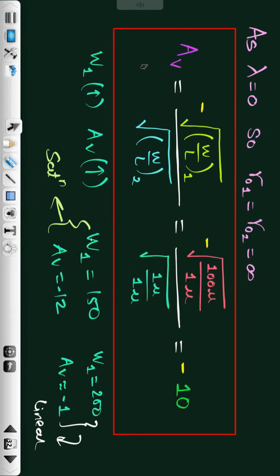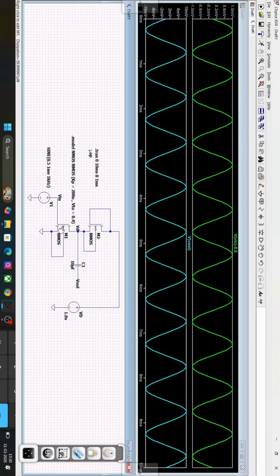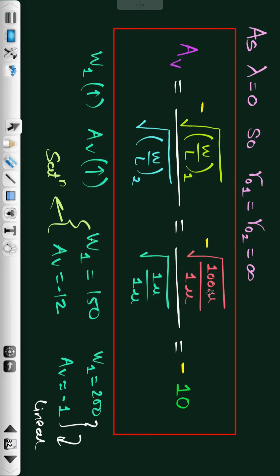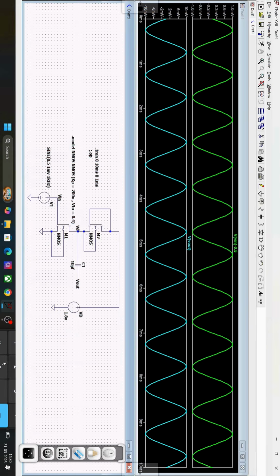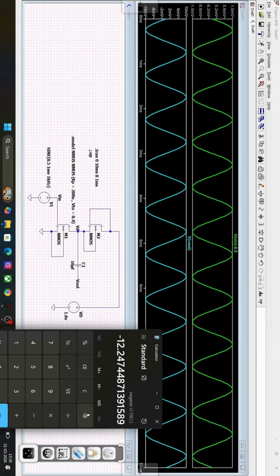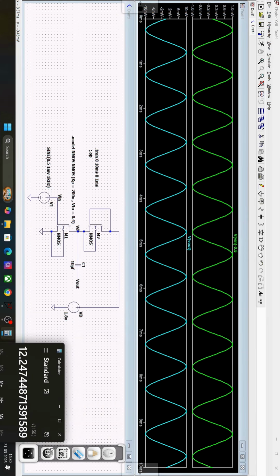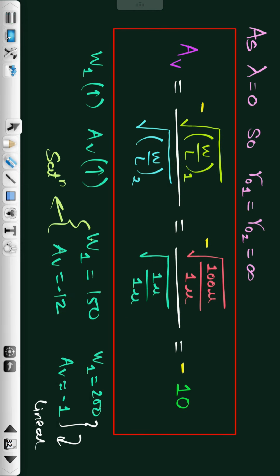So let's say I'm increasing the width from 100 to 150. Instead of 100, if I keep it as 150, what value are we expecting for the gain? This is the square root of 150 divided by 1, and this will be 1. So the square root of 150, and of course we will have a negative sign. This is 12.24. So we are expecting a gain of minus 12.2 over here.